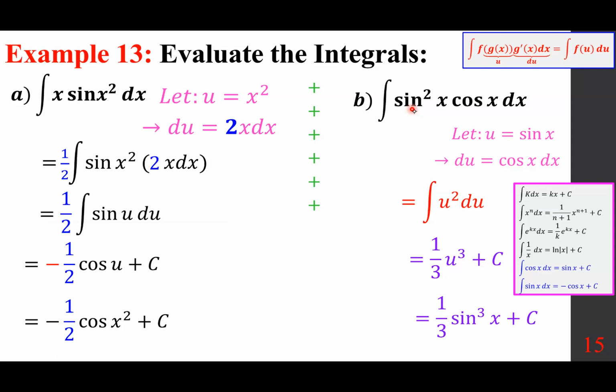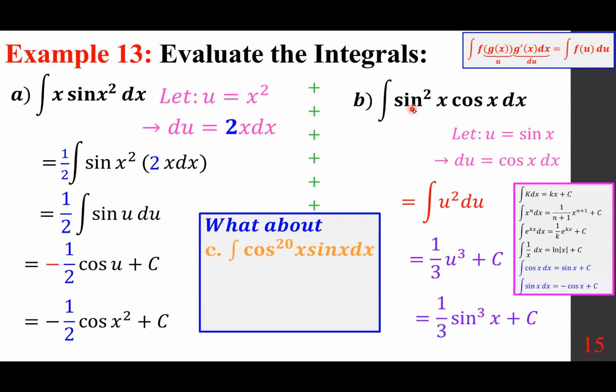Now, what about this case? When we look at this, which one has the exponent? Sine or cosine? Cosine. So that's the choice of u. What is the derivative of cosine? Negative sine x dx.